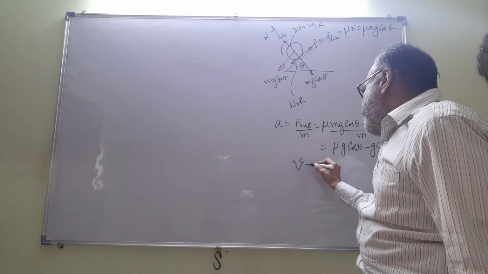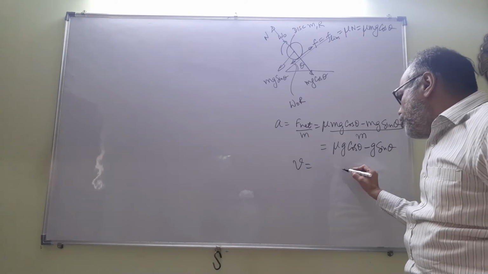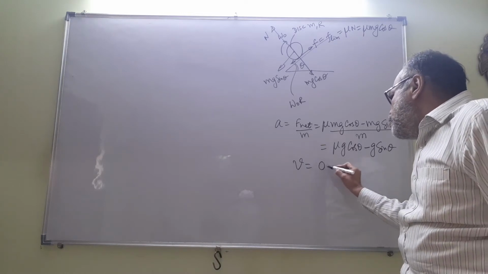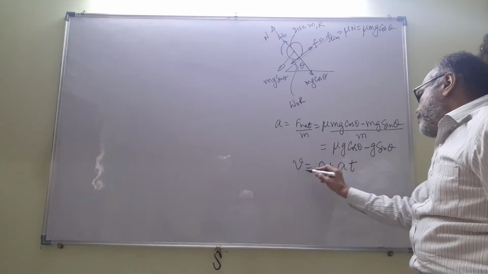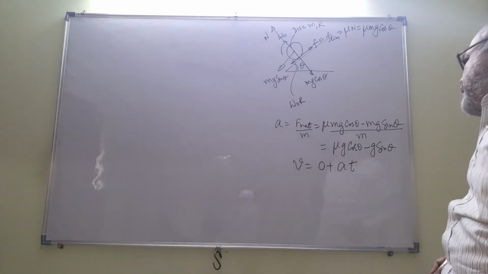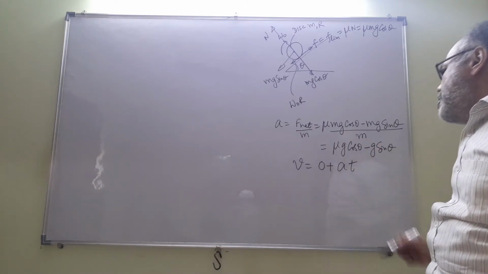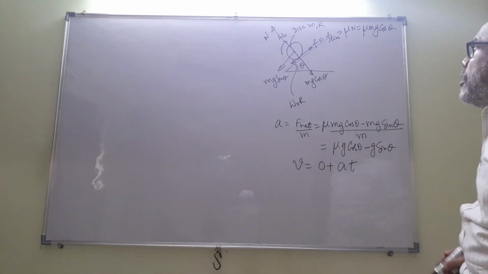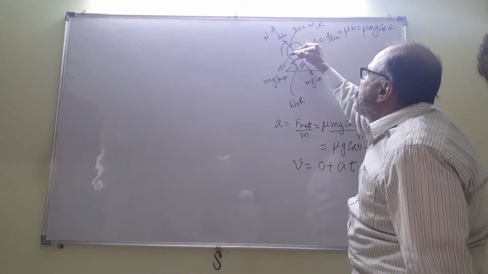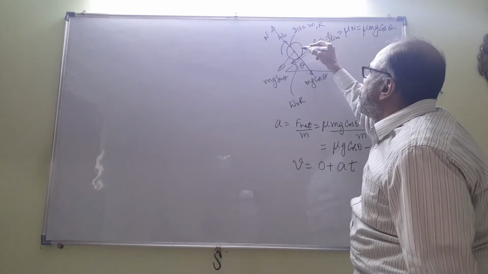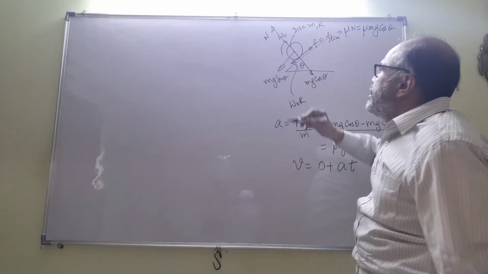So we can say the instantaneous velocity would be v. If you use v equals u plus at, with u equal to 0 and a given by this expression, you will have v equals at. You can put the value of a from this and get the instantaneous velocity v. Now this frictional force will cause a torque about the center of mass. That torque is in the anti-clockwise direction.